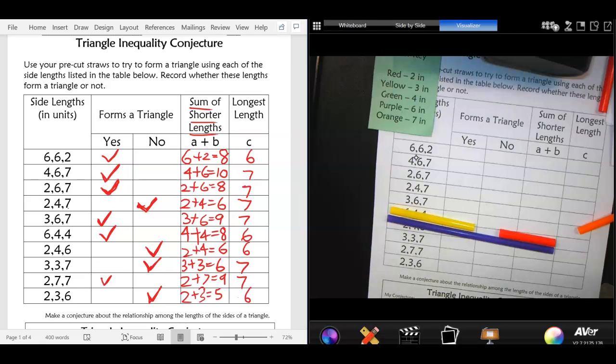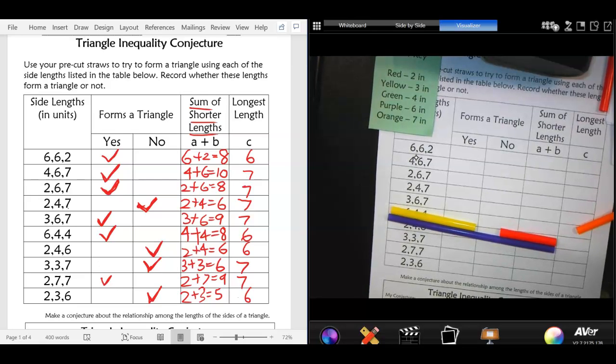Okay. Now, if I give you numbers and if I give you straws, you're sure you can figure it out. But there's a way just to tell by looking at the numbers. And that's why we did these two rows here. So I want you to think about and compare these two rows. The sum of the shorter lengths, A plus B, how does that compare with C? Let's look at the first one. On the first one, A plus B gave me what? 8. What about C? 6.